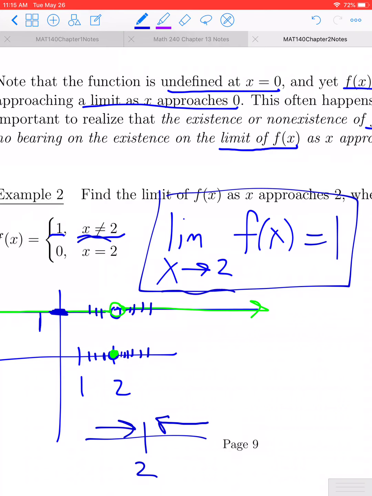Notice that the actual value of the function at 2 itself is 0 there. But that's not the same thing as the limit. The limit is independent and does not have any influence on what actually happens at the point. We're only asking what's happening as our x values get closer and closer to that value 2.